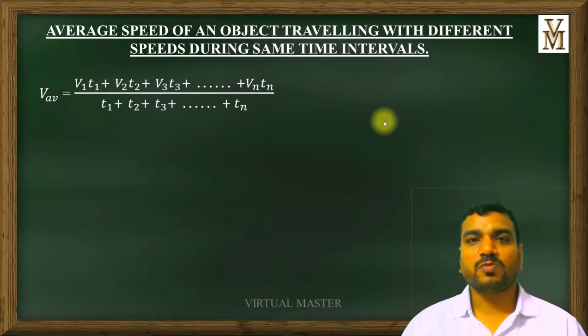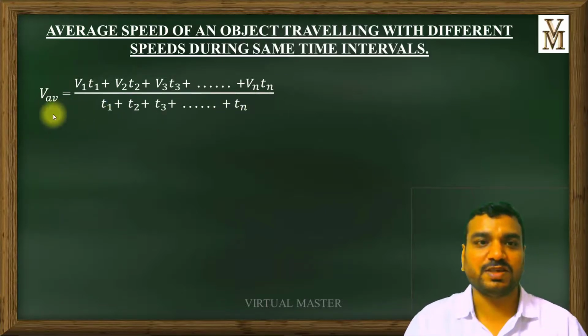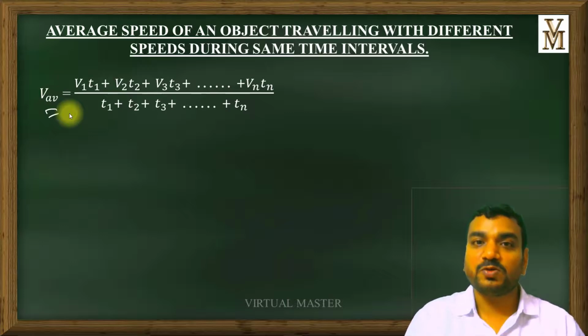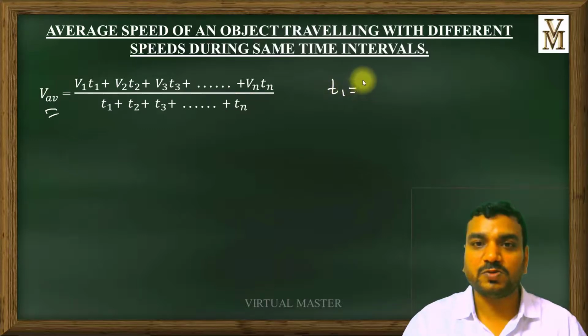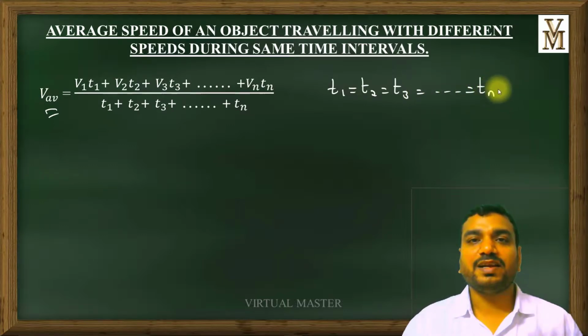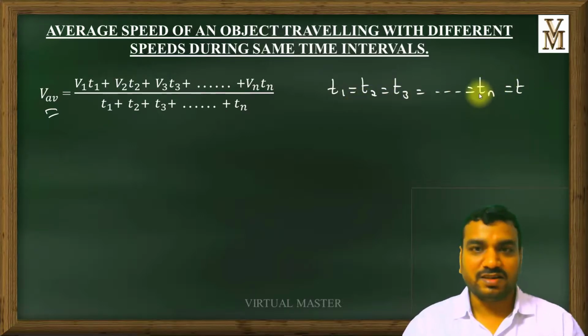Just now we have derived the formula for average speed of an object traveling with different speeds during different time intervals, and the formula is given here. Now we are going to derive the formula for average speed of an object traveling with different speeds but during same time intervals. During same time intervals means T1 will be equal to T2 will be equal to T3, and it will be equal to Tn. Let T be the value of T1, T2, T3 and Tn.